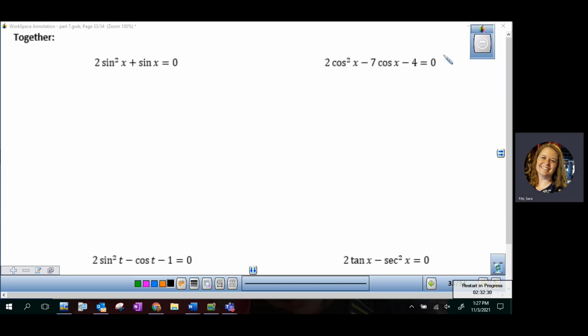All right, so for this first one, what type of factoring can I do? Is this difference of 2 squares, greatest common factor, quadratic form trinomial? What do y'all think? How could I factor this one?